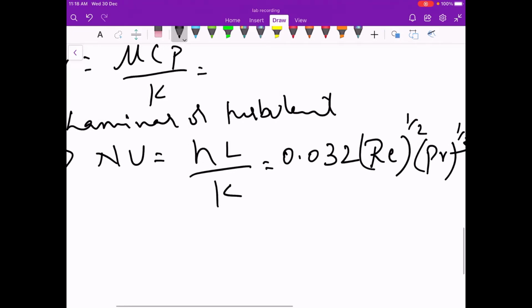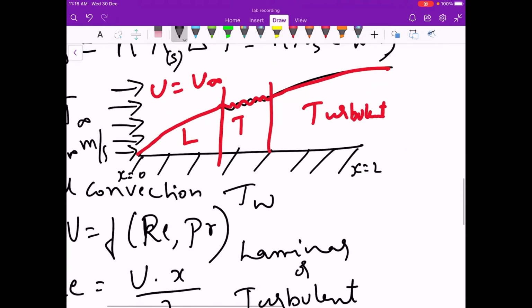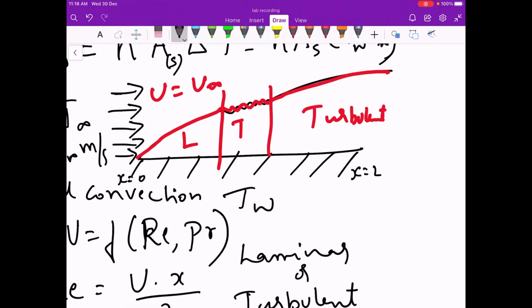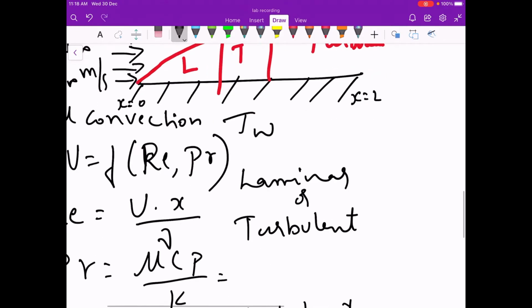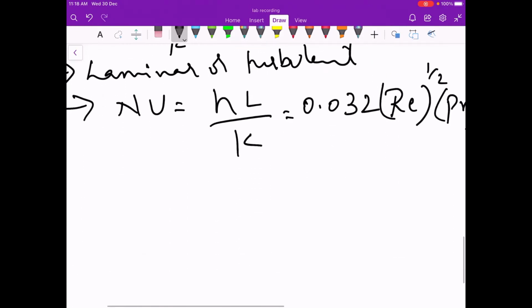So like this, there are different correlations for different zones. As I told you, you have a transition region, a laminar region, and a turbulent region. Every region has a different correlation. So you have to find out Re and Pr, then substitute them here, and then find out what h is. By the way, for your information, K is the thermal conductivity of the fluid, not the solid wall.